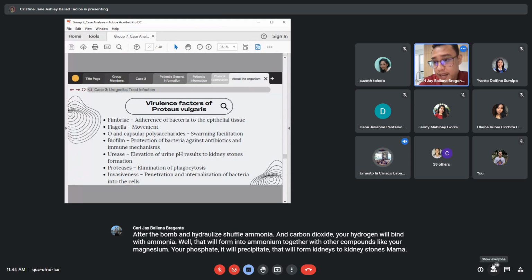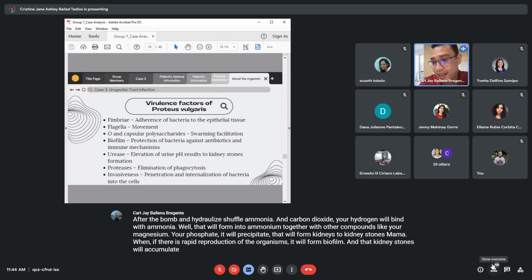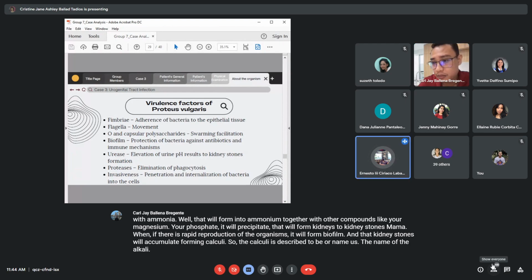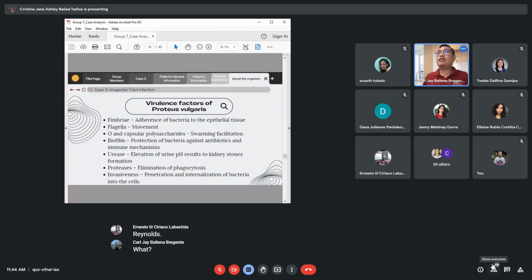Right? Yes. And if there is rapid reproduction of the organisms, it will form biofilm, and the kidney stones will accumulate, forming calculi. So the calculi is described to be or named as, what's the name of the calculi? Renal calculi. What is the name or the description of the calculi?